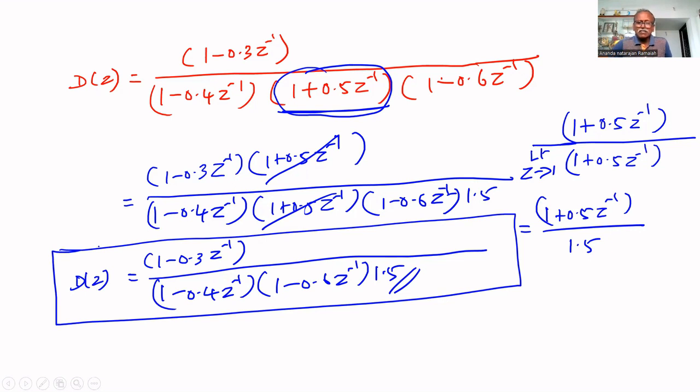Now the ringing effect is eliminated. No ringing effect, because the positive coefficient term is removed from that digital controller and replaced by 1.5. That's why there is no ringing in the controller. So this way we can eliminate ringing in the digital controllers.